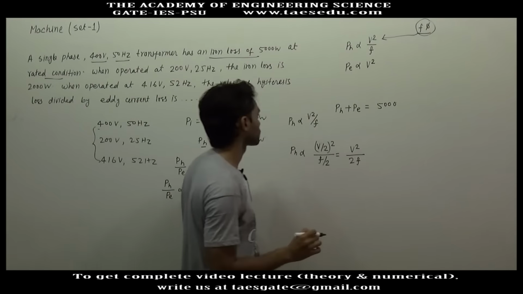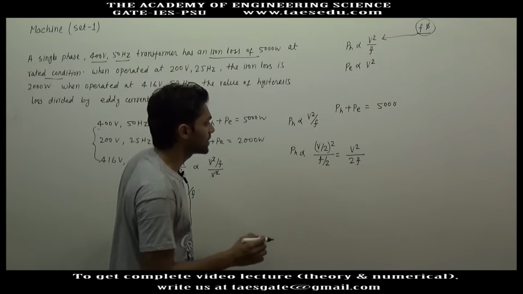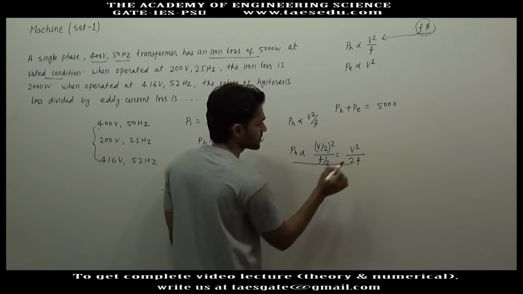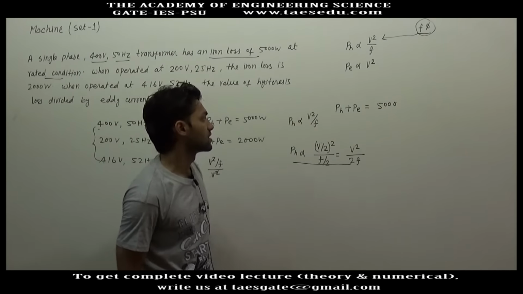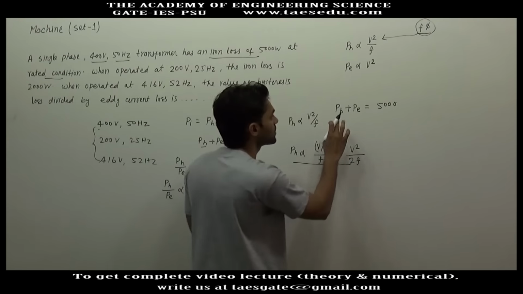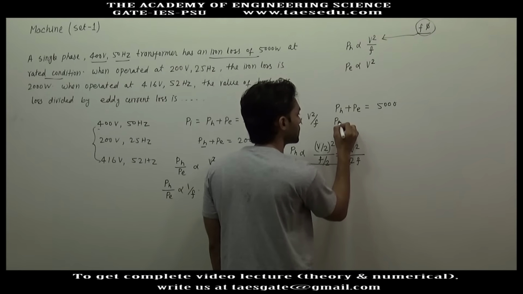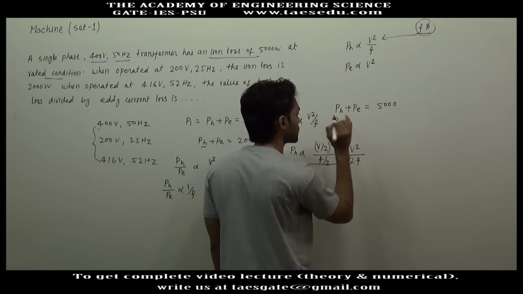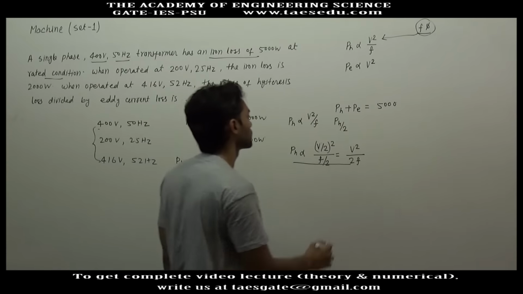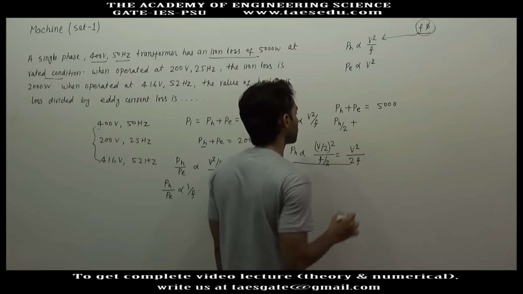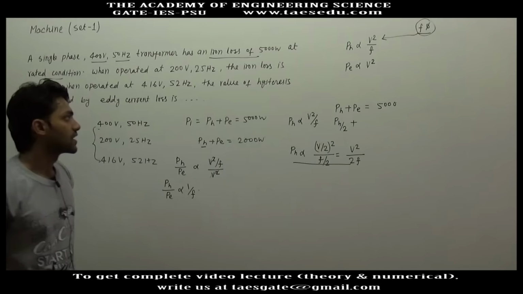2F. Now if you compare the two hysteresis losses, you will find that in the second case, the hysteresis loss is 50% of the first hysteresis loss. So in the first condition, if you have hysteresis loss PH, in the second condition, the hysteresis loss will be PH by 2.